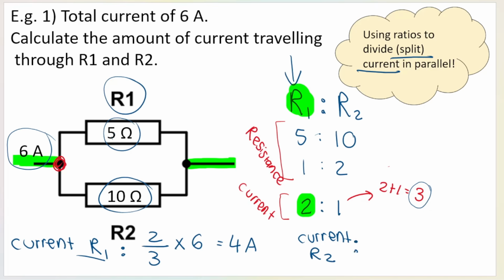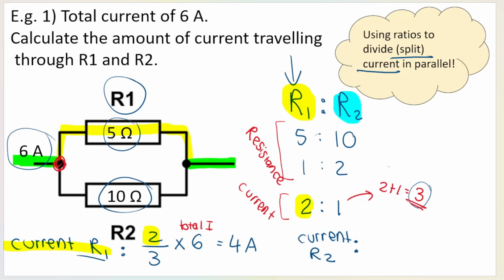So that was current through R1. I should actually use a different color here. Let's use current through R1 as yellow. You follow R1 all the way to the bottom, 2. So current through R1 is 2 over 3. It's always over the total parts times the total current. So you always multiply by the total current. Let's do it for R2. Let's see if it makes sense.